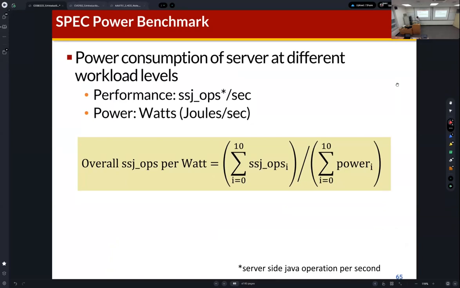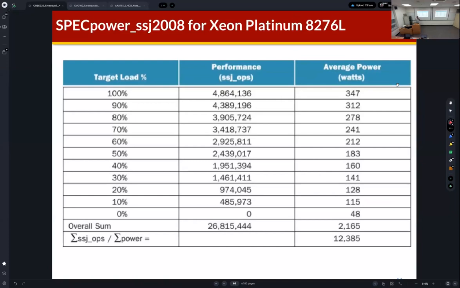Also, we can use SPECpower to measure the power consumption of a particular system. But power consumption is a little bit complex, because the power consumption changes with the amount of workload. So this is the example. We can use SPECpower to measure the power consumption of a system, and we can find the target load, which is the amount of work assigned to the computer system. And this is the performance, some kind of operations per second. And then this is the average power of a system.